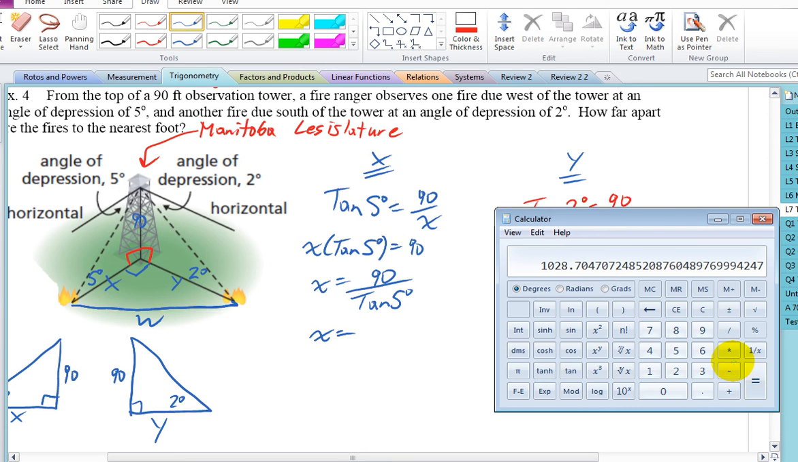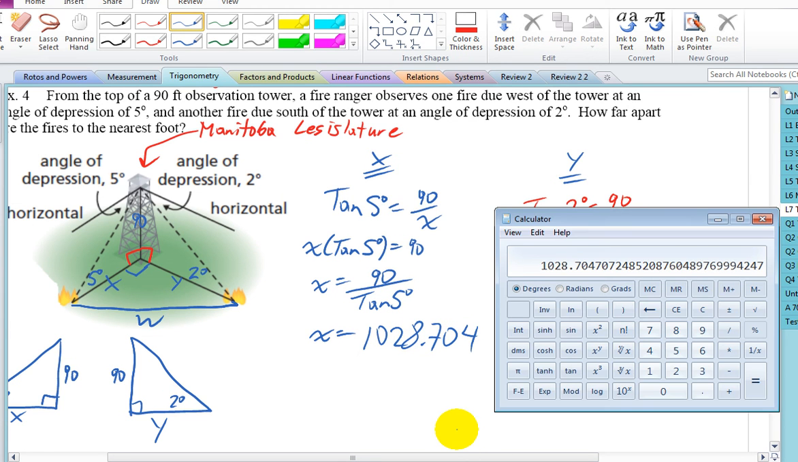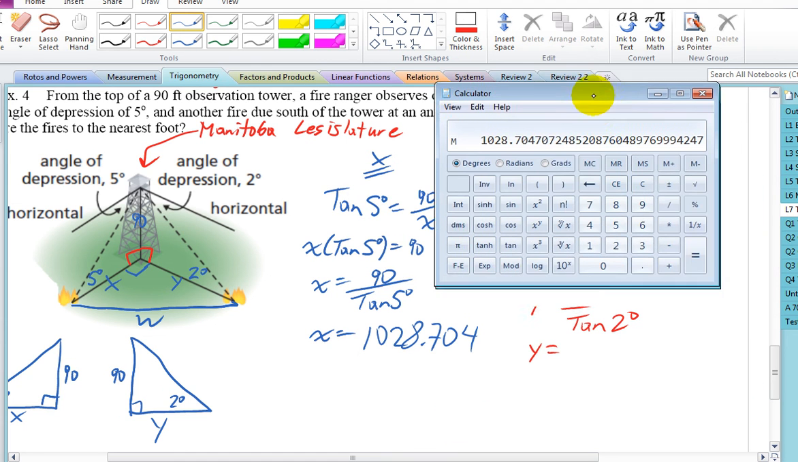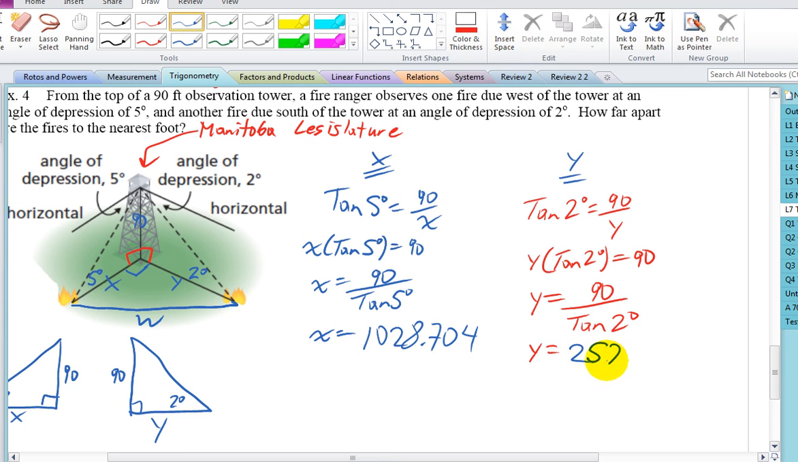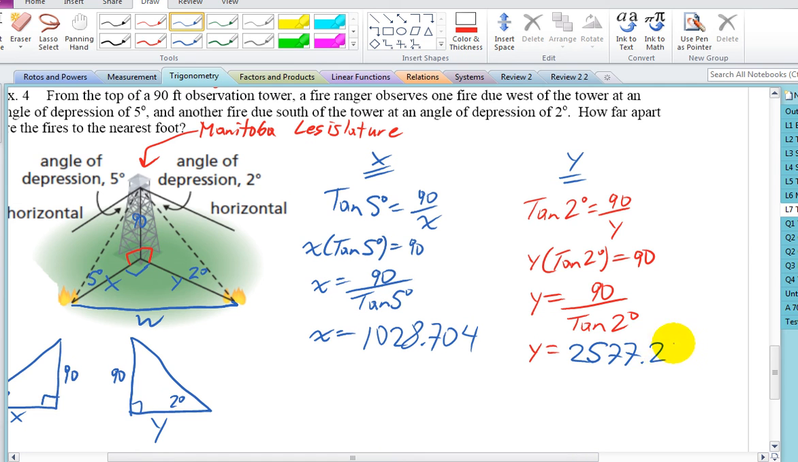Okay, so there's x, 1028.704. So what we're going to do is press memory store, or M plus. Then I'll go and calculate y. So y is 2577.2627. Okay, so you should keep everything.